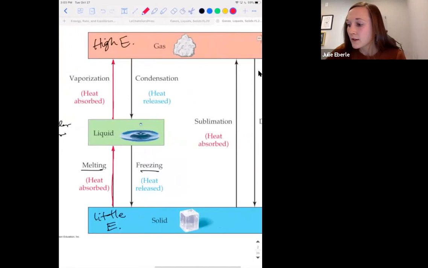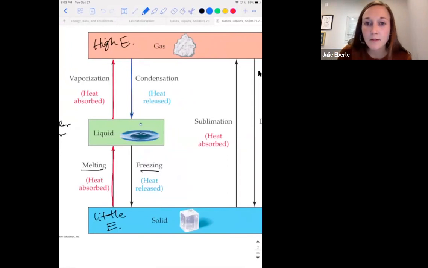Vice versa, the statements in blue correspond to these arrows that I'm going to trace over in blue. As you condense something, going from a gas back to a liquid, you have to release heat. And then same for freezing.